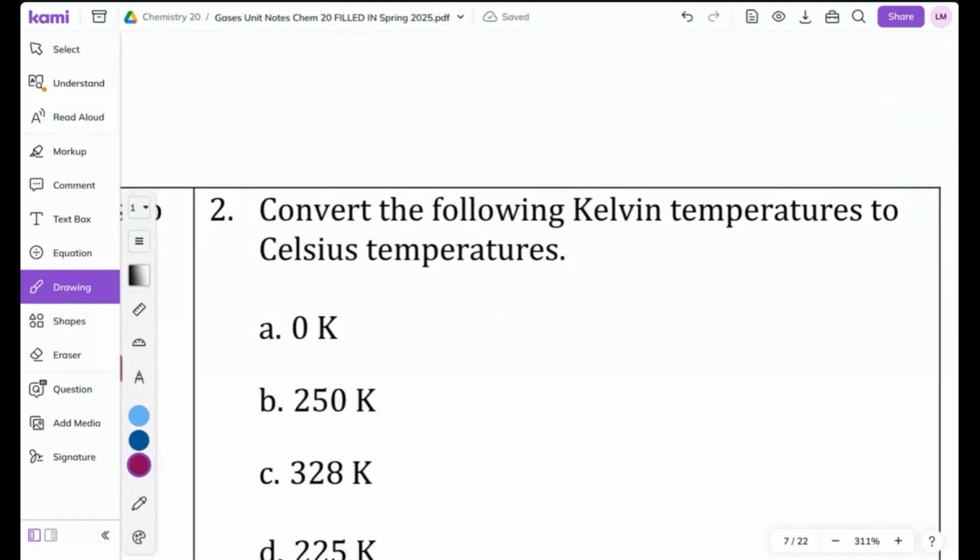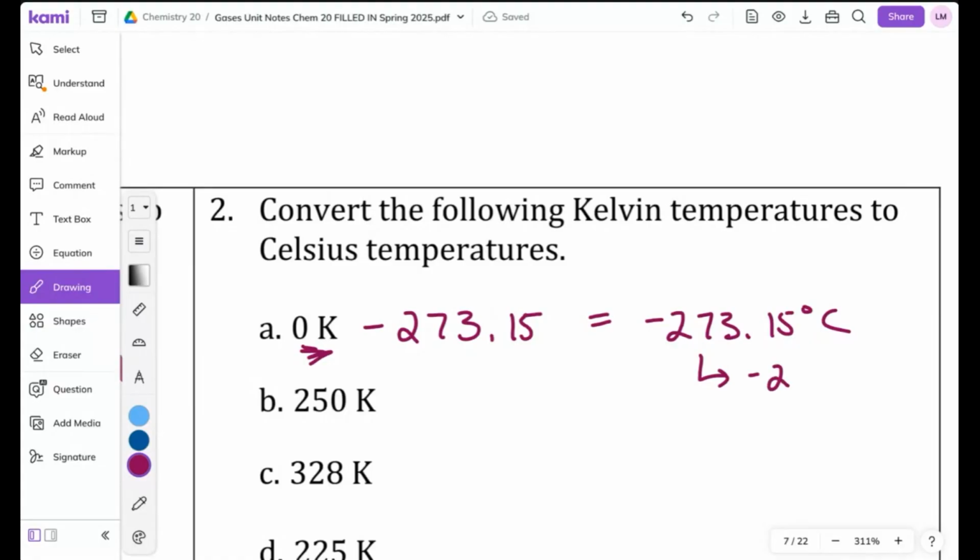Now, in the second question here, we're given Kelvin temperatures and we're asked to convert to degrees Celsius. So this is when we're going to be subtracting 273.15. Absolute zero is going to be equal to negative 273.15 degrees Celsius. And if we put that in the correct number of sig digs, the number with the least digits after the decimal is going to be this one. So that would be negative 273 degrees Celsius.